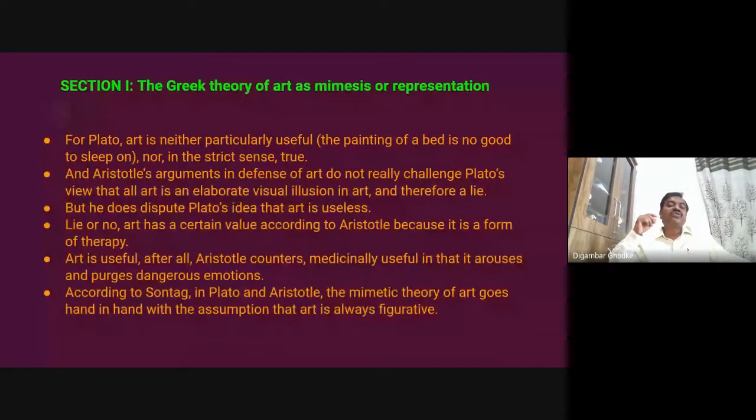So, according to Sontag, in Plato and Aristotle, the mimetic theory of art goes hand in hand. Either Plato or Aristotle, they accept that art is an imitation and the theory goes hand in hand. Of course, Aristotle accepts the usefulness of art, the value of art, but the assumption that art is always figurative, as art is not reality. So that goes hand in hand.